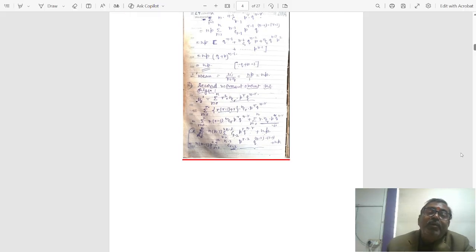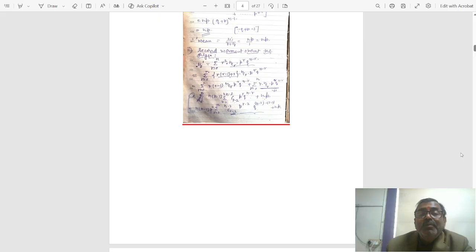Now here we define the second moment about the origin, that is mu2 dash equal to summation r varying from 0 to n of r^2 nCr p^r q^(n-r). Now here we can write r^2 as r(r-1) + r, times nCr p^r q^(n-r). After separating, we get summation r equal to 0 to n of r(r-1) nCr p^r q^(n-r) plus summation r equal to 0 to n of r nCr p^r q^(n-r).